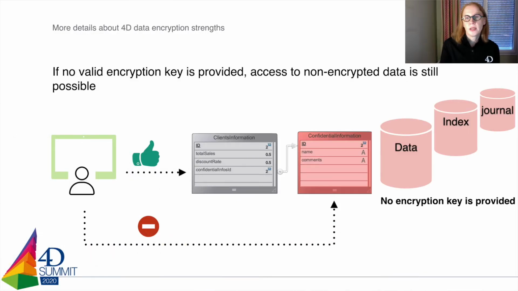If no encryption key is provided, access to non-encrypted data is still possible. In this example, no encryption key has been provided. We can't access the confidential information table, which is encrypted, but we can still access the client's information table, which is not encrypted.